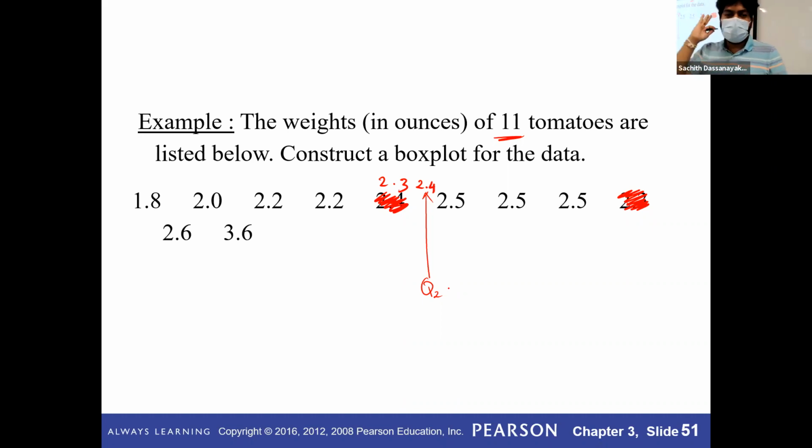Right? Okay. Then what? This is an odd number of observations. So how do we calculate Q1 and Q3? How do we consider the lower half and upper half? Including this or not? Including Q2, right? Okay. It's gonna be a pain again.